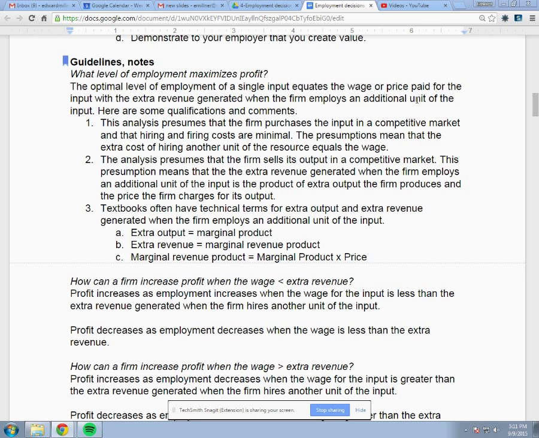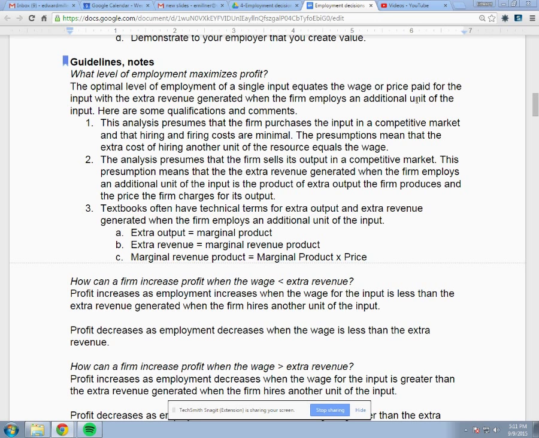Now, I said that profit is maximized only when the wage equals the extra revenue. This implies that profit can be increased whenever wage does not equal extra revenue. Let's look at both possible cases. First, how can a firm increase profit when the wage is less than extra revenue? Profit increases as employment increases when the wage for the input is less than the extra revenue generated when the firm hires another unit of the input.